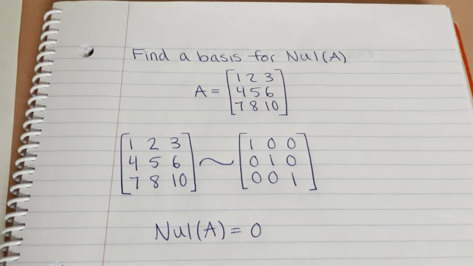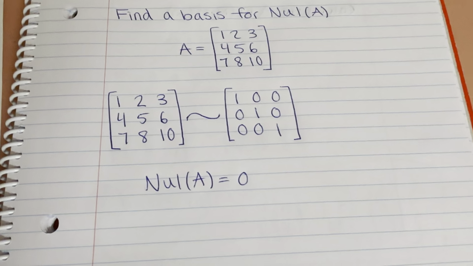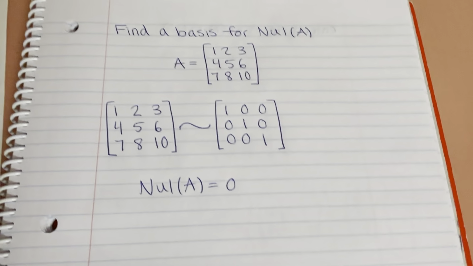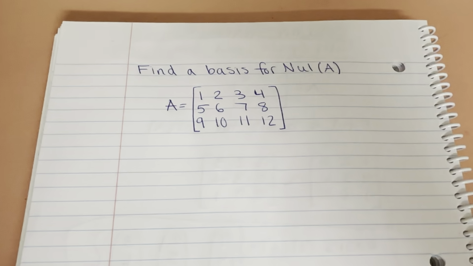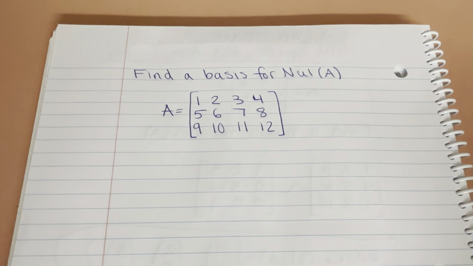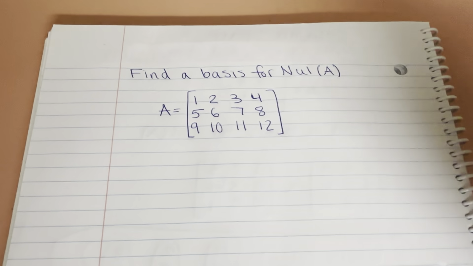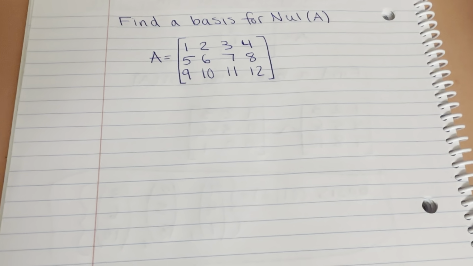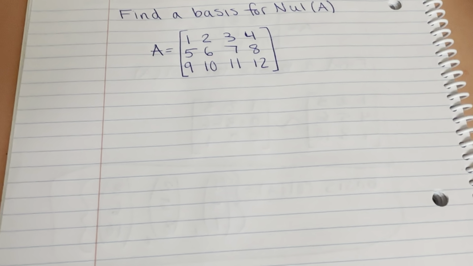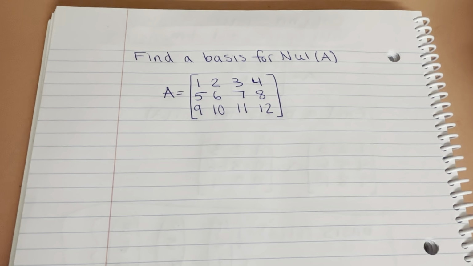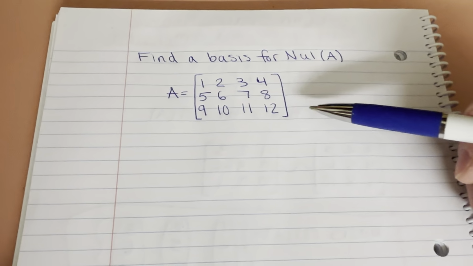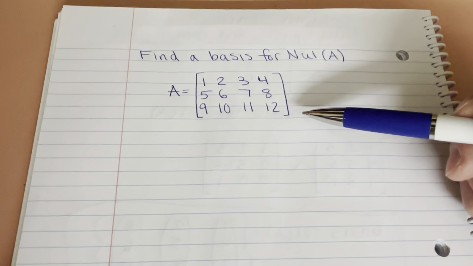However, if you do have free variables, it will look much different. So let me get another example for you guys. Okay, so we have this new matrix here that will have a free variable and will have an actual answer for the null space of A. So first we're going to want to calculate the reduced row echelon form of this matrix right here. So I'll do that real quick.